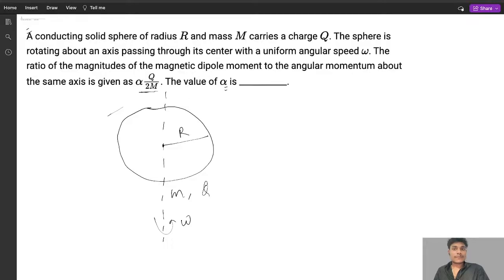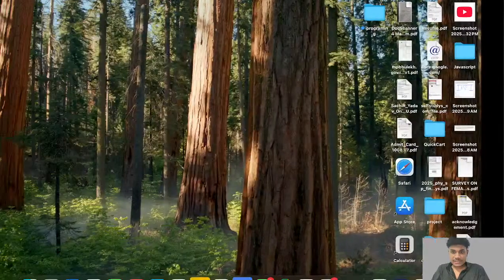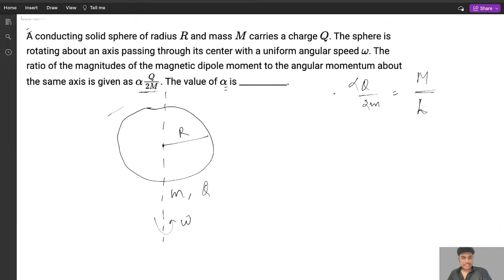So alpha q by 2m is the magnitude of magnetic moment upon angular momentum, that is L. Understand? Let me zoom this a little. Okay, now it's better, there is some extra space to write. First we find the magnetic moment, and after that we find the angular momentum.